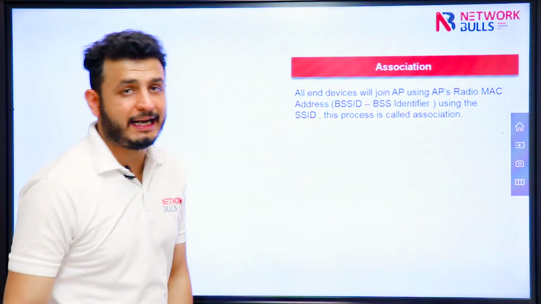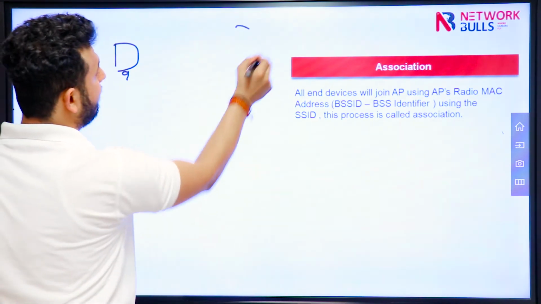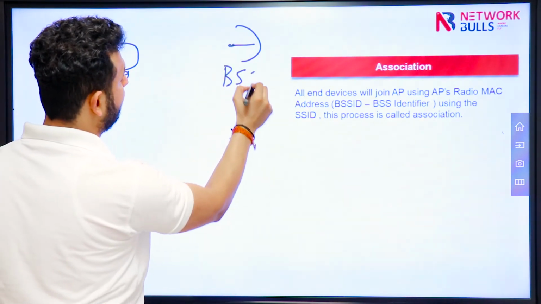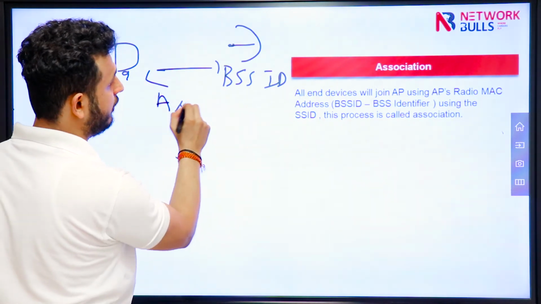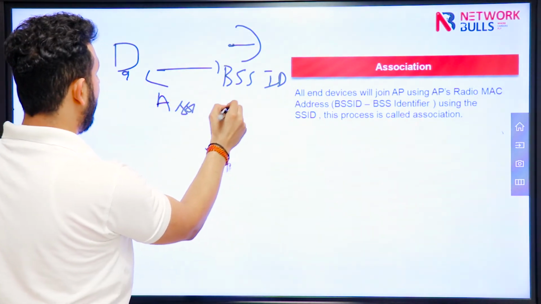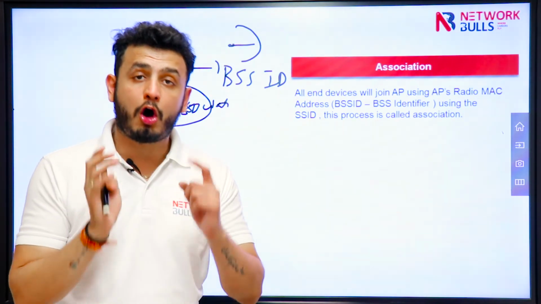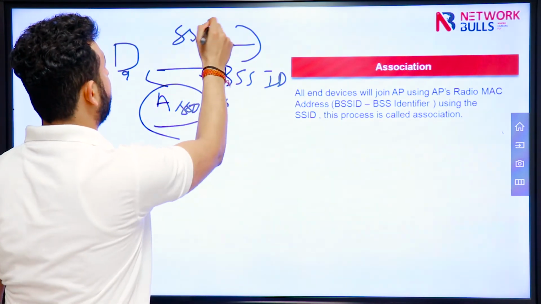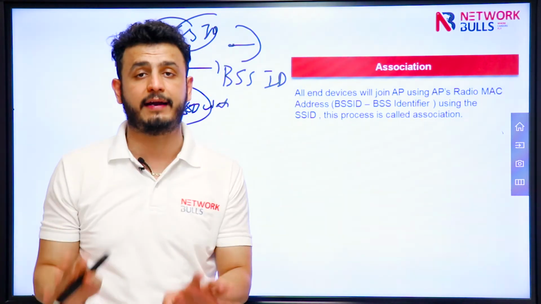So next term is association. Whenever an end device, for example, this is my end device, is connecting with the AP, like I told you, it will connect using BSSID. This joining process is called association. And I am telling you again, this joining process is not done with the help of BSSID but with the help of SSID, because the client is able to see the SSID, not the BSSID.